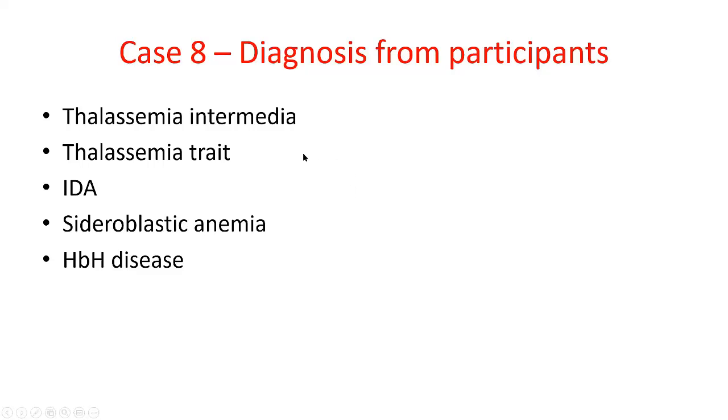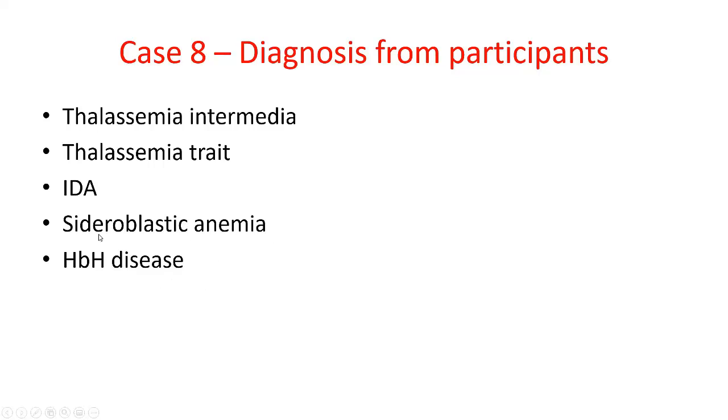Again, it was very, very heartening to see that many of you had diagnosed it as thalassemia intermedia. This case actually did correspond to thalassemia intermedia. Some of you have given the diagnosis of thalassemia trait. Iron deficiency anemia is a very good differential diagnosis, both of them. Sideroblastic anemia, yes, you can come across a similar picture.